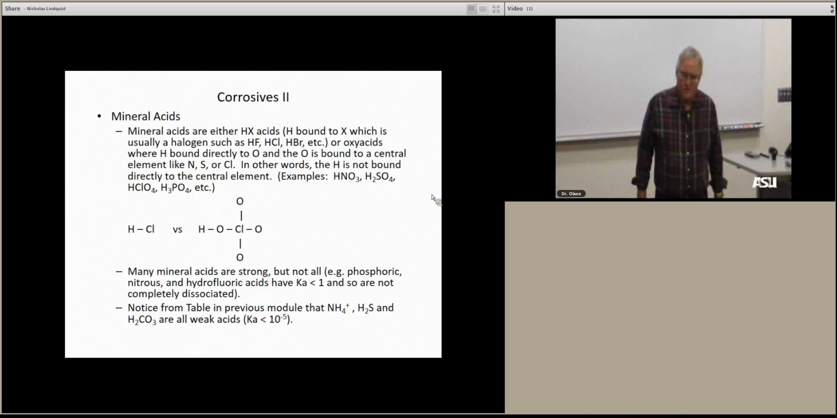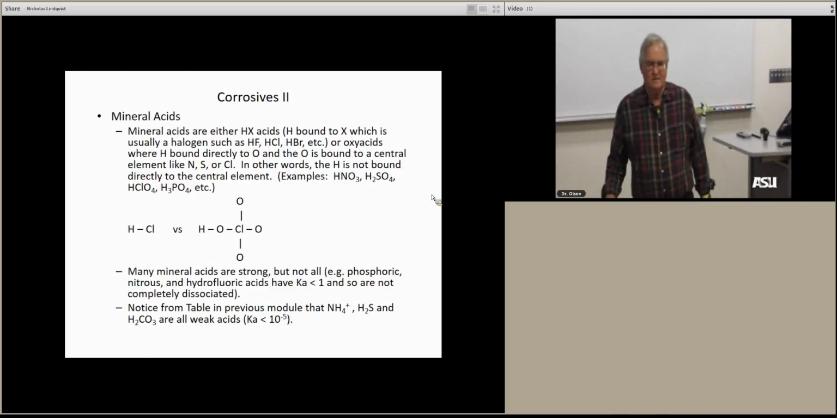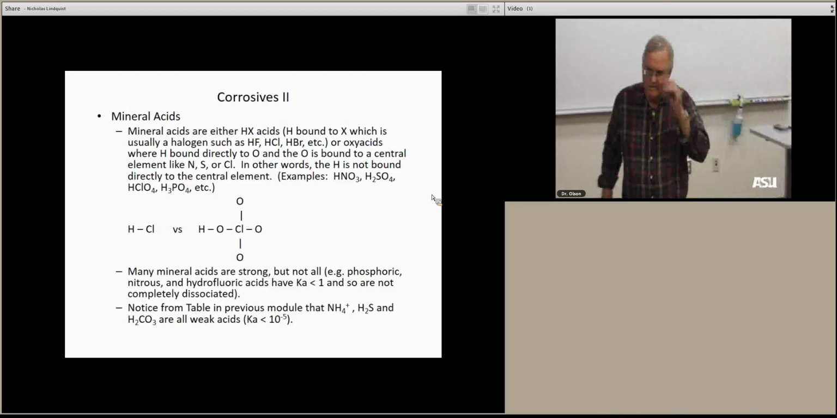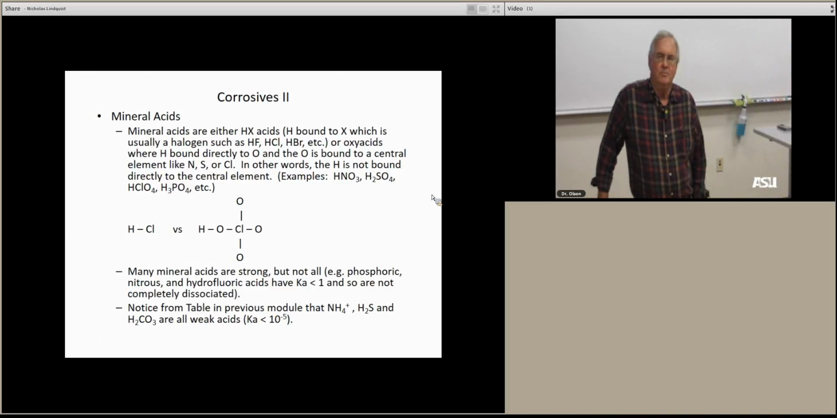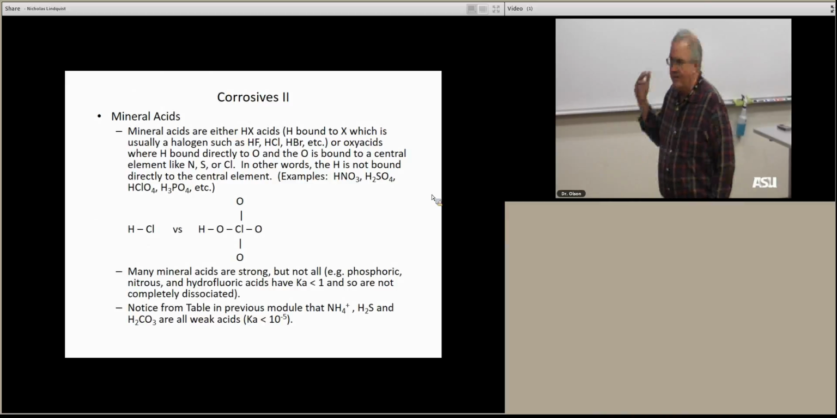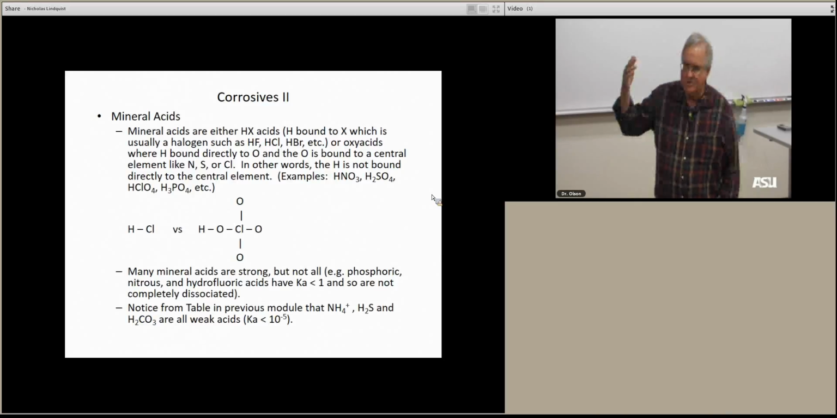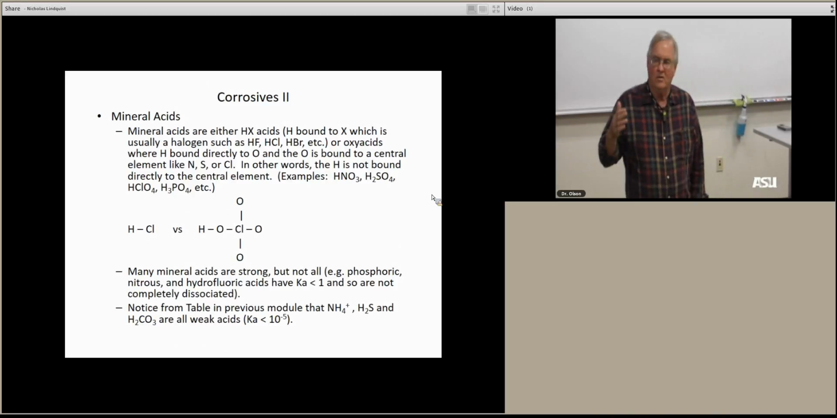There's also a term that's called mineral acids. You ever heard that before? Mineral acids? Okay, you might run across that in your reading. And mineral acids are either HX type acids or oxy acids. So an HX type acid is one where you have a hydrogen bound to X, where X could be chlorine, like an HCl, or X could be fluorine or iodine or bromine. Well, those are the main HX type acids.